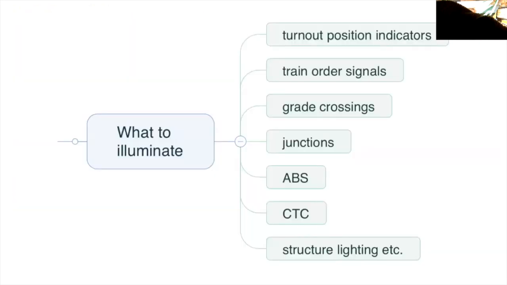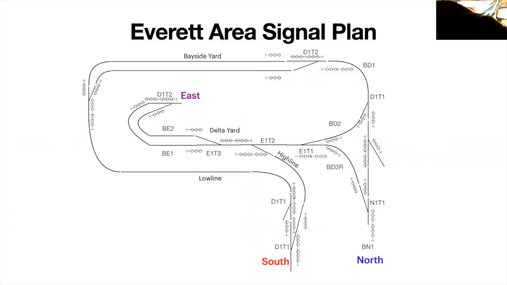First section of this talk is what to illuminate with a signal. You could have turnout position indicators, train order signals, grade crossings, junctions, automatic block systems, centralized traffic control, and structure lighting. I'm just going to focus on Delta Y, which is a junction, and just start and see if I can get that done. Now here's a map of the area around Delta Y, and I started thinking, well, what are all the signals that I could use to control that traffic?